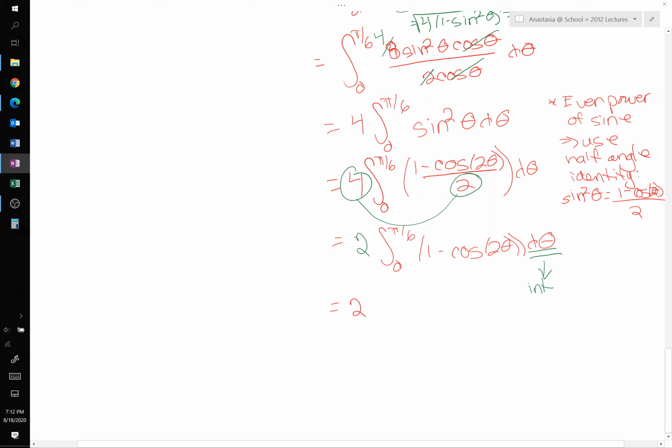Now, if we integrate each one of our pieces, a big thing to notice is that we are integrating with respect to theta, which means that when we integrate 1 with respect to theta, it's going to become theta, not x, not t, but theta. Okay. Then we also have minus cosine will integrate to a sine of 2 theta, a small substitution if you want to do it there. Will give you a 1/2 in front, and this all is integrated from 0 to pi over 6.